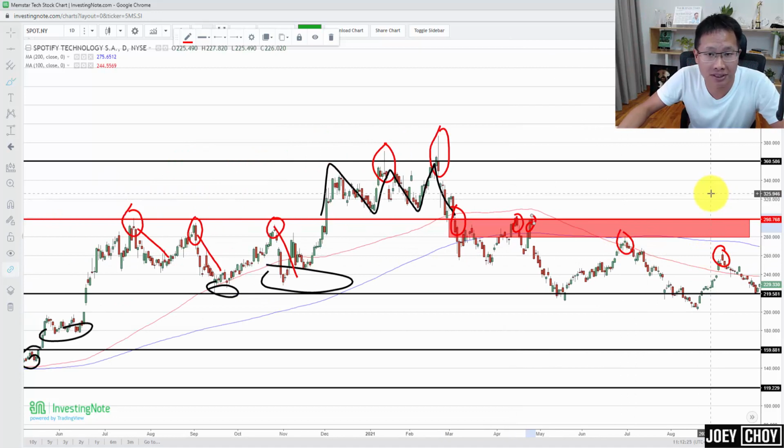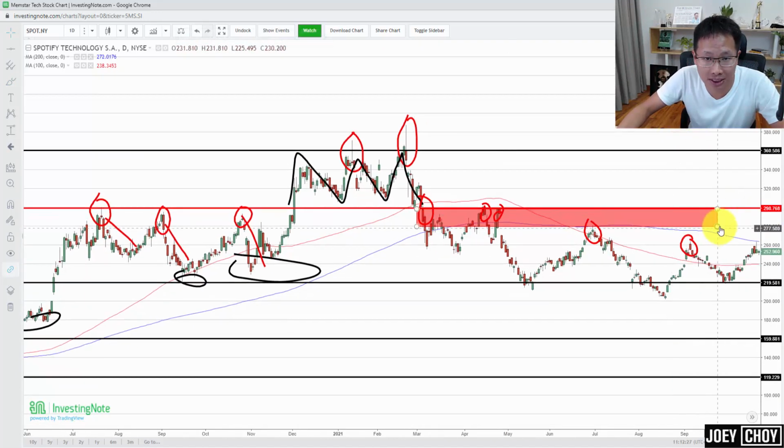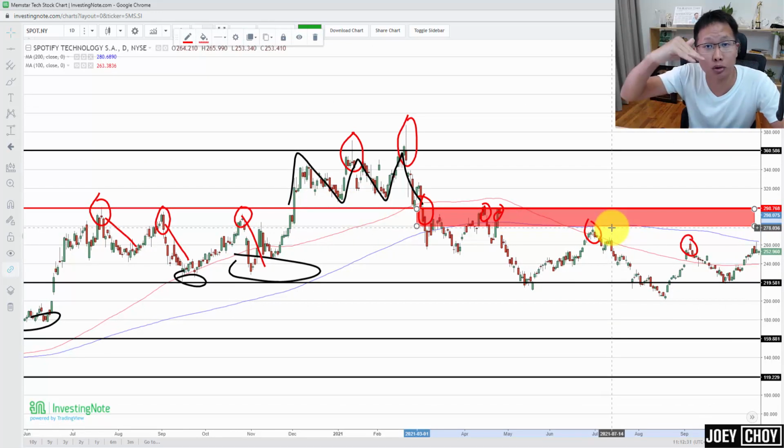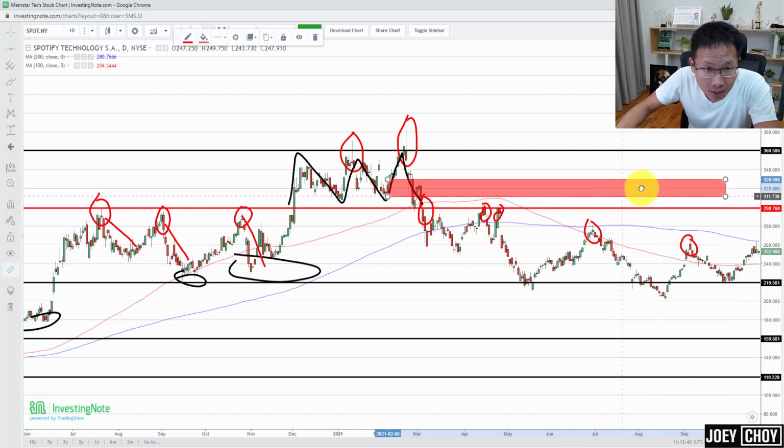So it kind of confirms that this 300 level, at a point in time, was a support turned resistance, and as long as we stay below 300, that's where we are pretty much weak, right? Of course, the trend might actually turn down. All right, so let me just remove this line.